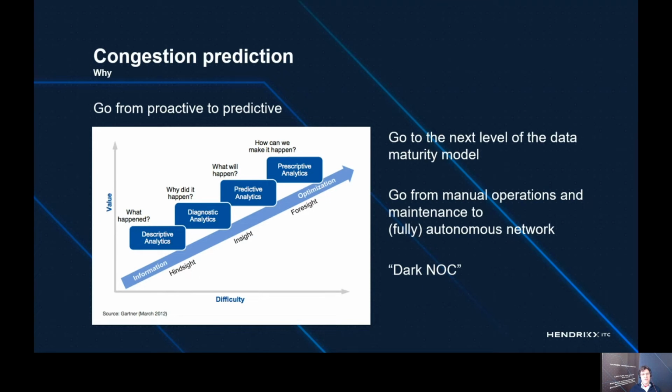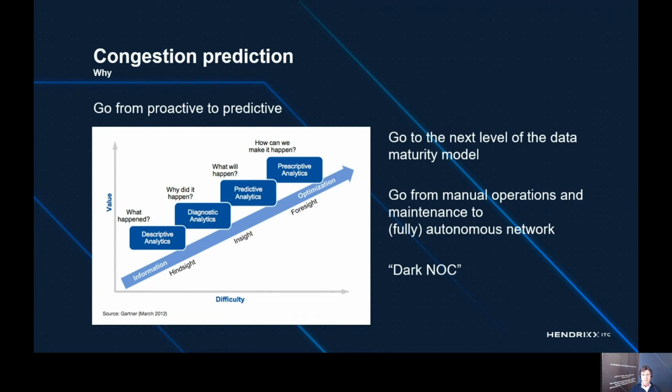But the third and fourth steps in the data maturity model are about being able to predict where issues in your network are happening. And the fourth step is about using your predictions and fitting them in your processes, so that you can eventually prevent issues like congestion and other issues. So you are going from proactive to predictive.